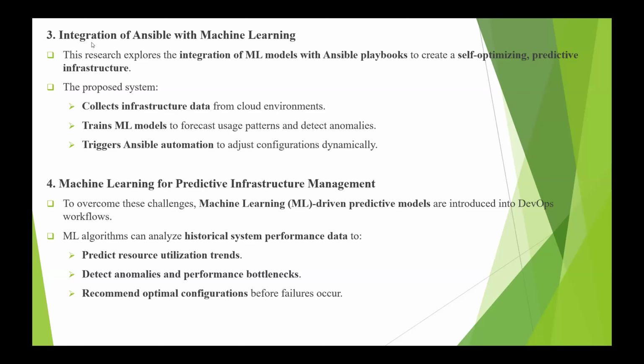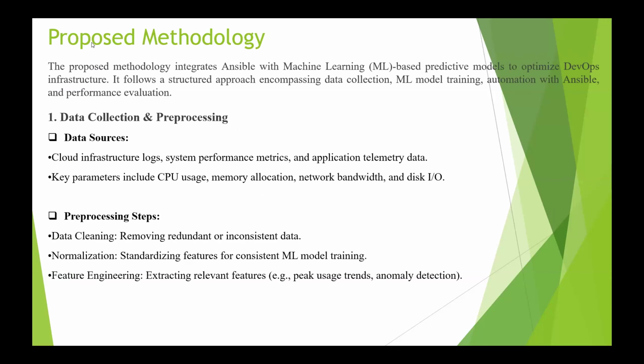Now, the machine learning model for predictive infrastructure management. To overcome this challenge, machine learning driven predictive models are introduced into the DevOps workflow. Machine learning algorithms can analyze historical system performance data, predict resource utilization trends, and detect anomalies and performance bottlenecks. Now, the proposed methodology: Ansible with machine learning based predictive model to optimize DevOps infrastructure. It follows a structured approach encompassing data collection, machine learning model training, automation with Ansible, and performance evaluation.